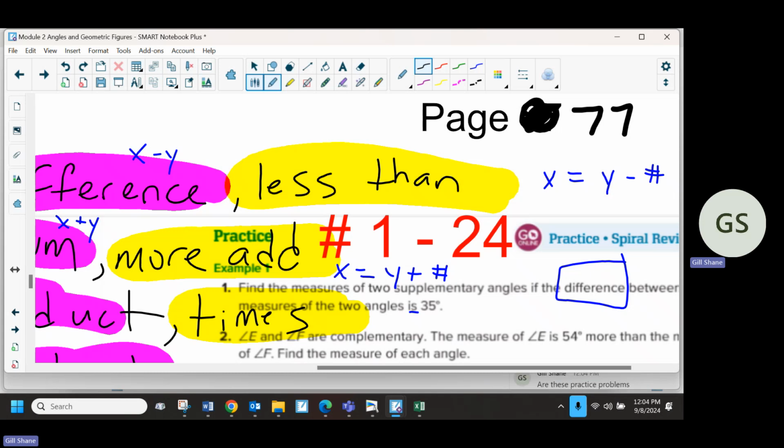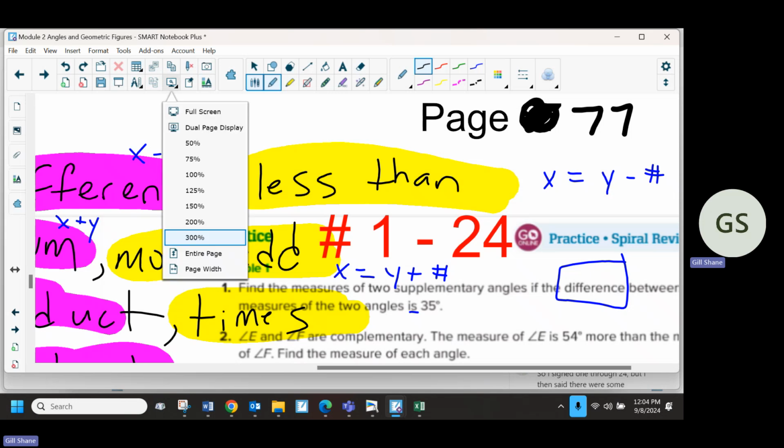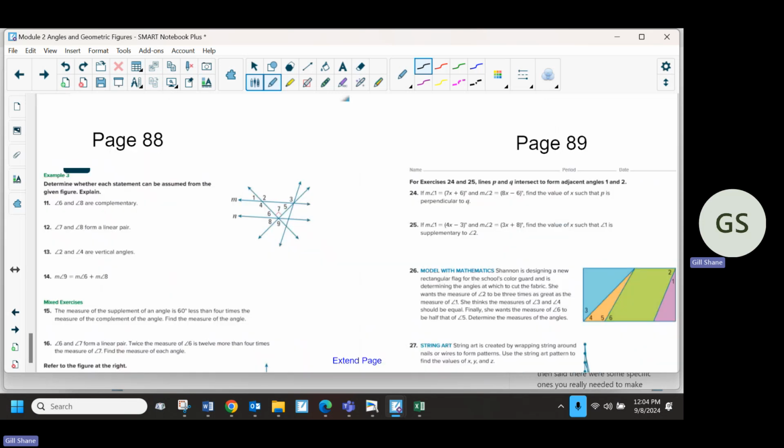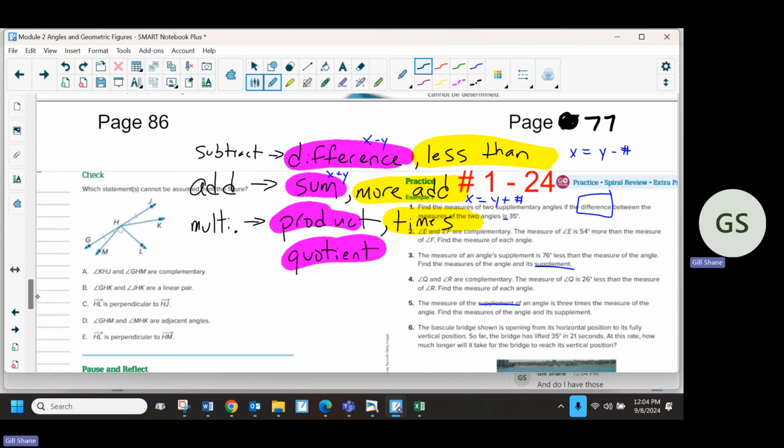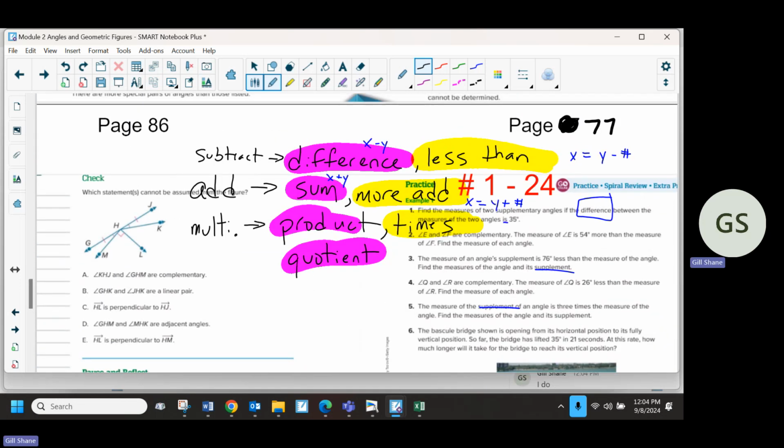So I assigned 1 through 24, but I then said there were some specific ones you really needed to make sure you knew how to do. And do I have those written down? I do not. So I'll put them in the video. I said 1 through 5. And again, this is recorded from the lesson in class. So you definitely need to know how to do 1 through 5. These are the word problems I'm about to go through.